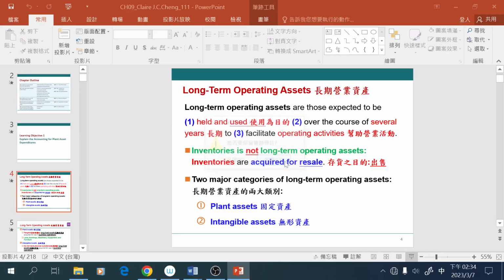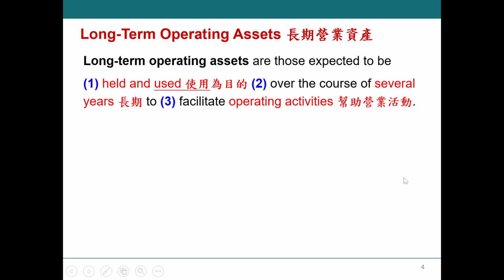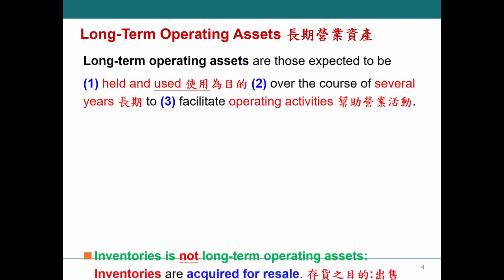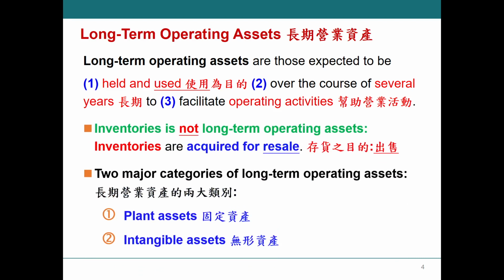Okay, if you don't have any questions, that's right, you should understand. We talk about long-term operating assets, 长期营业资产, which we use for several years to help your company do the operating activities and earn revenues from customers. We have 2 major long-term operating assets. First is plant assets, 固定资产. Second is intangible assets, 无形资产. That's why in this chapter, chapter 9, we talk about these 2 assets, plant assets and intangible assets.